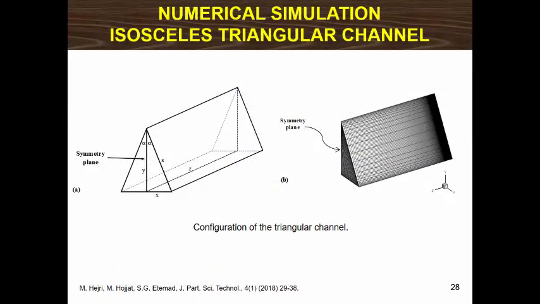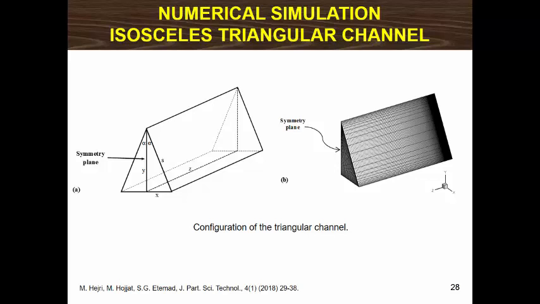Hojjat et al. have numerically simulated the steady-state laminar flow forced convective heat transfer of aqueous suspensions of alumina nanoparticles with a diameter of 25 nanometers through an isosceles triangular cross-sectional channel with constant wall heat flux. The geometry under consideration is shown in Figure A. Since the channel is geometrically symmetric, simulations have been performed for half of the channel, as shown in Figure B. Channels with 2 different apex angles of 60 degrees and 90 degrees were considered.